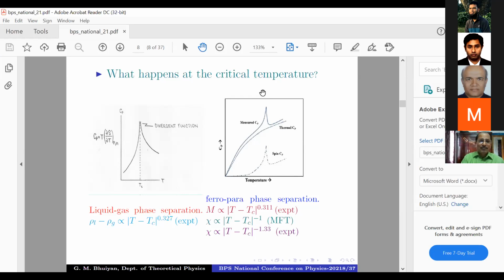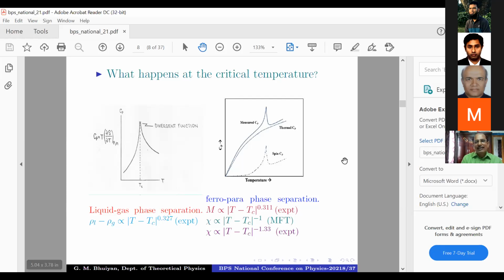Now, let me show what a critical exponent is. If you look at the liquid-gas phase separation, here is the picture. Here you see the density of the liquid minus the density of the gas very close to the critical point, Tc. If T is Tc, then it is zero. There is no information at the critical point. So very close to the critical point, you see it behaves like a power law. You see there is a power here, 0.327.